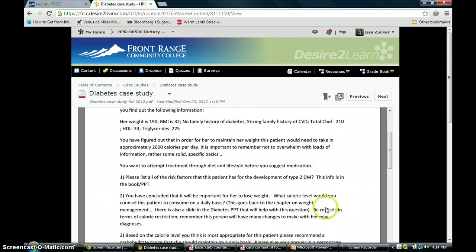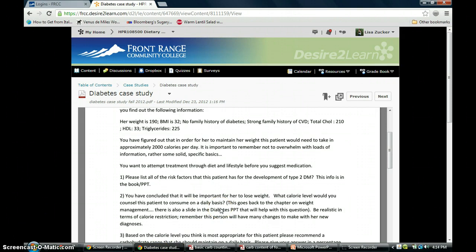So you want to bullet point these out, all of the risk factors that put this patient at risk. Okay, I have said here, you have already concluded that it's going to be important for her to lose weight. I want you to tell me what calorie level you would counsel her to be at. Be realistic about this. You don't want it to go too slow, but you definitely don't want it to go too fast, mainly because she is not just going to be losing weight, she is going to be trying to count her carbs, and her whole world is going to be turned upside down. So I'd like to see that kind of information displayed in the case study.